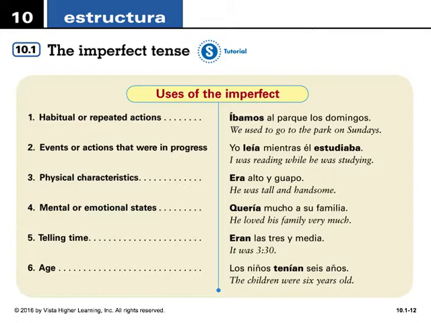So once again, just look at the uses of the imperfect. We have habitual or repeated actions. Íbamos al parque los domingos. Events or actions that were in progress. Yo leía mientras él estudiaba. I was reading while he was studying. Physical characteristics. Era alto y guapo.